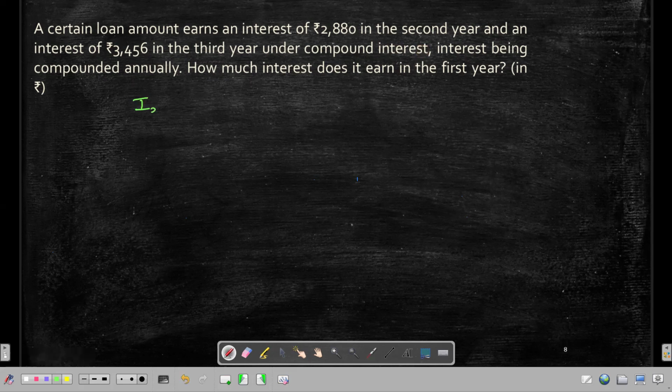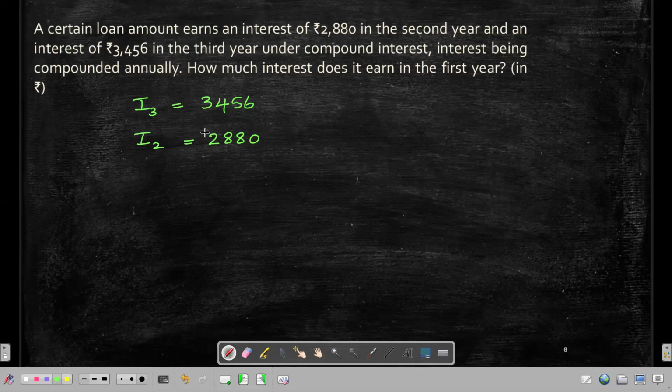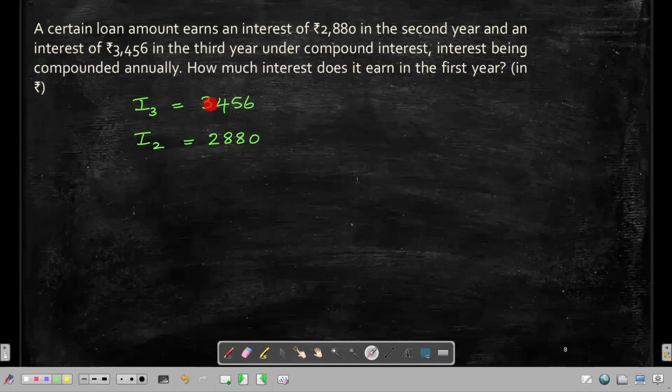The interest associated with the third year is 3456. The interest associated with the second year is 2880. If you have these two values, we can see that there is an increase in that interest. In the second year it was only 2880, but for the third year the interest that you got is 3456. Definitely there is an increase, right? So let us first find out what is the percentage growth here.